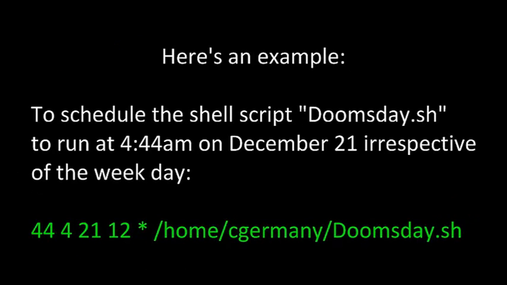Here's an example. To schedule the shell script doomsday.sh to run at 4:44 a.m. on December 21st, irrespective of the weekday, you would write 44 for the minutes, 4 for the hour, 21 for the day of the month, 12 for the month, and an asterisk or wildcard for the day of the week, since it doesn't matter. And then finally, the complete path to the job, or the script, in this case, doomsday.sh.